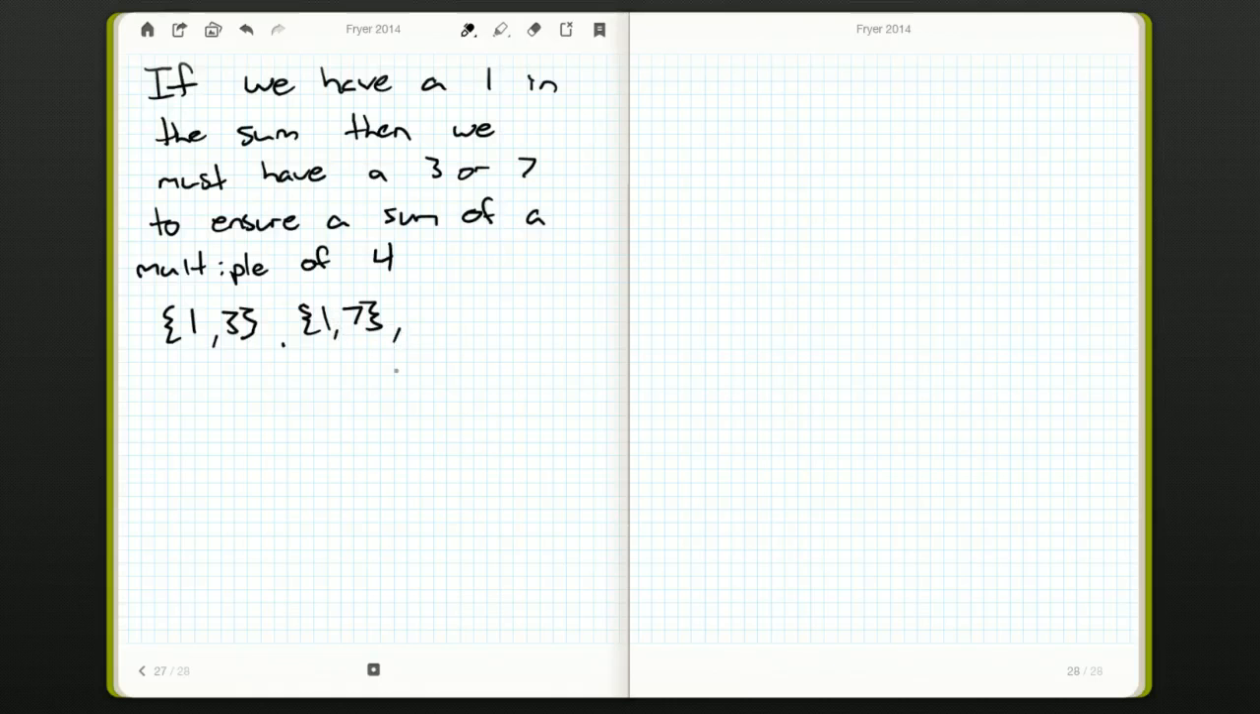How about a 1, a 5, and something else? 1, a 5, and 3, that's 9. 1, a 5, and 7, that's 13. That's no good. How about 1, 3, 5, 7? So these are the possible other parts of our sum that we can have. Maybe it would be best not to write these as subsets, because that could get confusing.